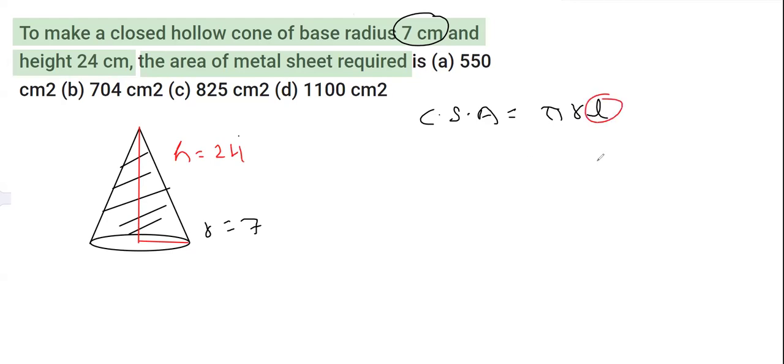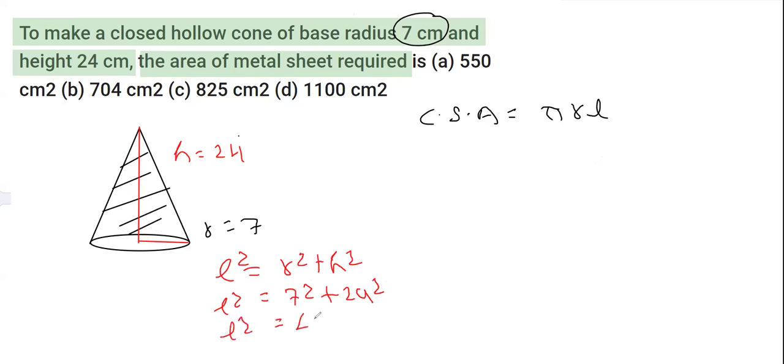Needless to say, we need to get l, and we have a relation between l, r, and h, which is l square is equal to r square plus h square. l square is 7 square plus 24 square. 7 square is 49, and 24 square is 576. So l square we get as 625. And you must be knowing that it is the square of 25. So l we got as 25, in centimeters. So this is 25 centimeter.